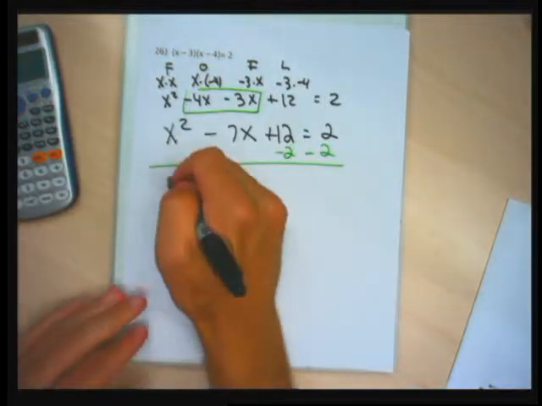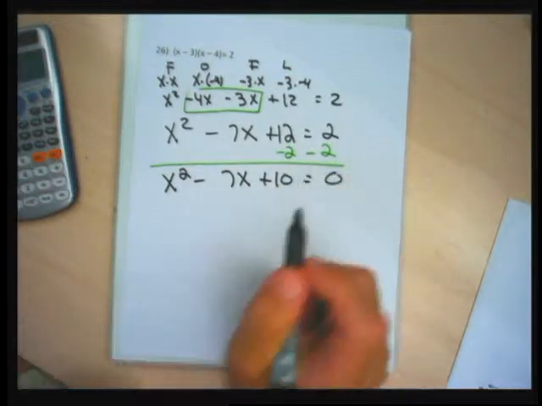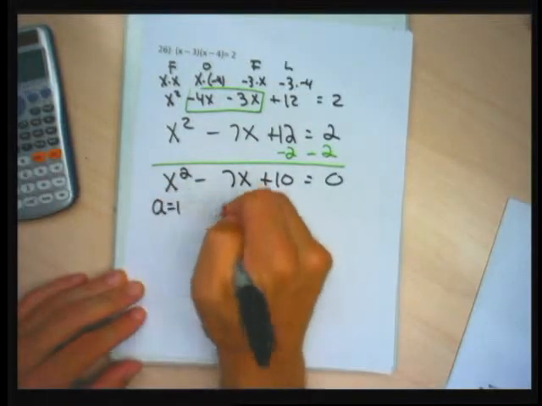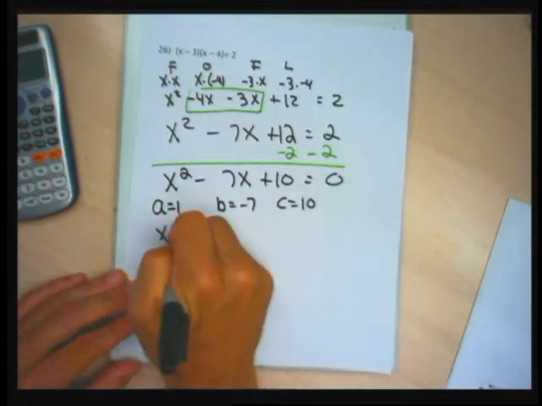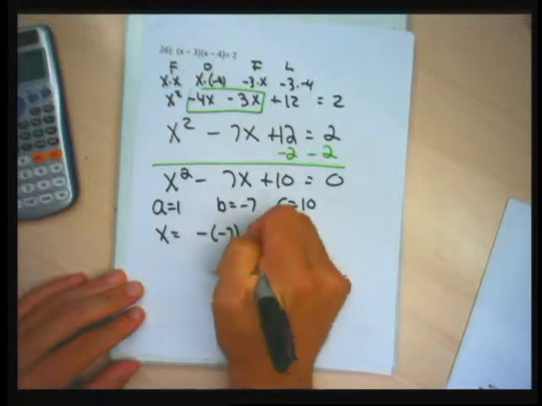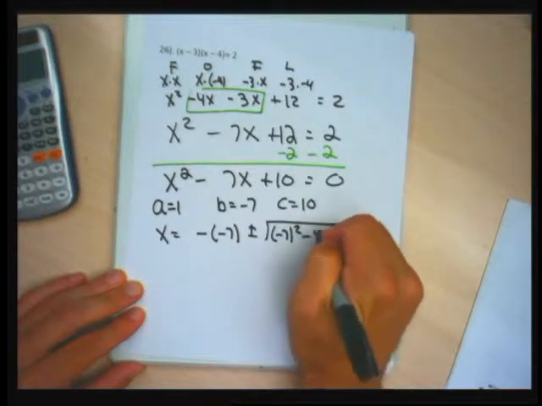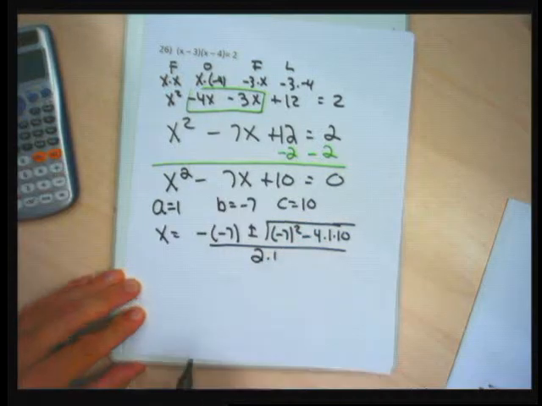So 26 took a ton of preparation to get the problem ready for the quadratic formula, because to use the quadratic formula, I need an x squared. I can't have an x cubed or an x to the 4th or an x to the 5th. Need 3 individual pieces set equal to 0. Now that I have that, my a is going to be 1, my b is going to be negative 7, my c is going to be 10. I'm going to go x equals negative b, negative 7, plus or minus the square root of negative 7 squared minus 4 times a, which is 1, times c, which is 10, over 2a, which is 2 times 1.